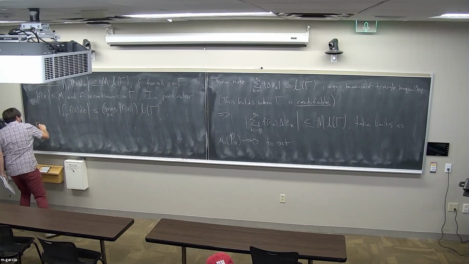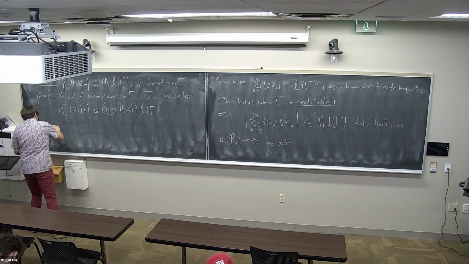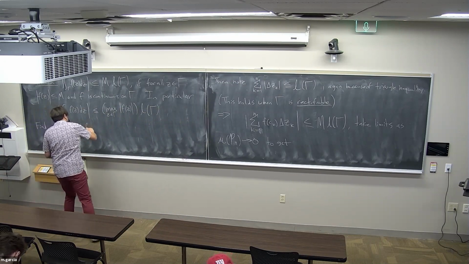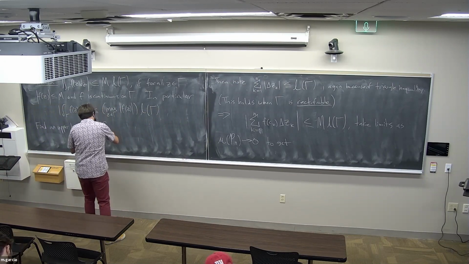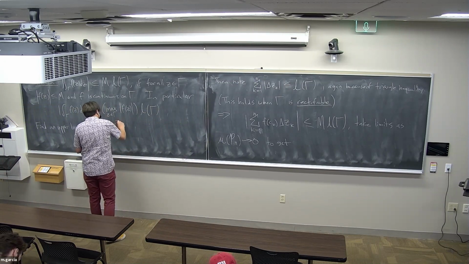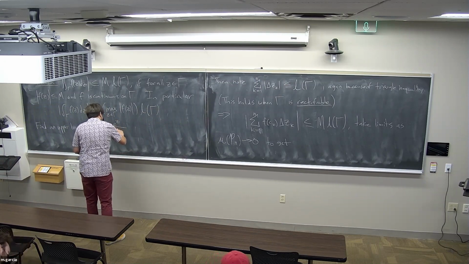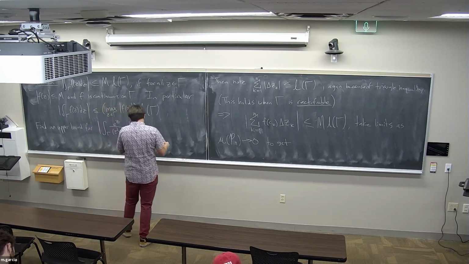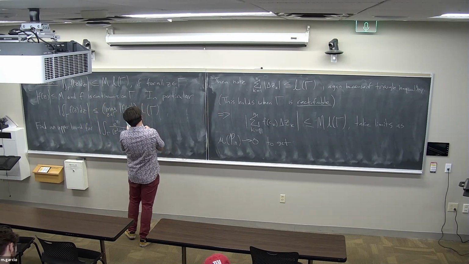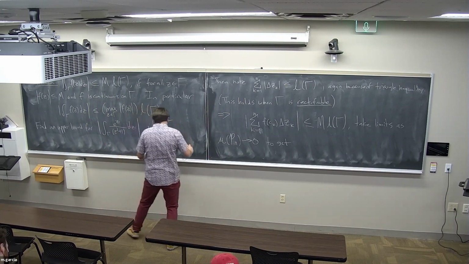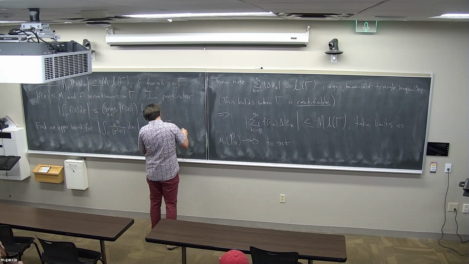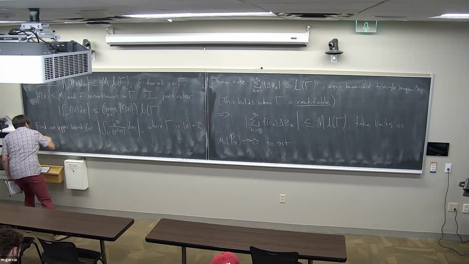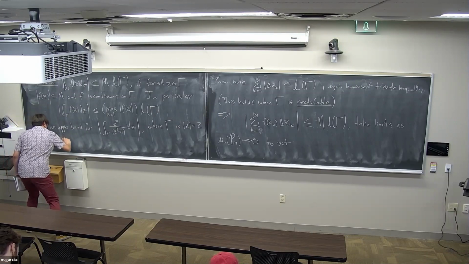So let me ask you to find an upper bound on the modulus of the integral along gamma of e to the z divided by z squared plus 1 dz, where gamma is the circle of radius 2 centered at the origin, traversed once counterclockwise.